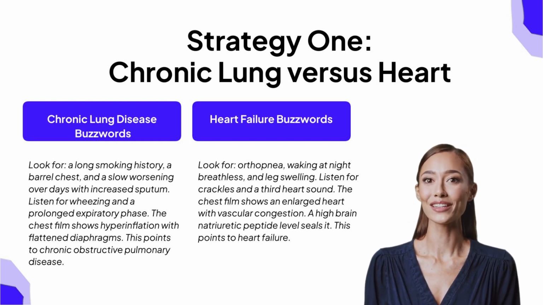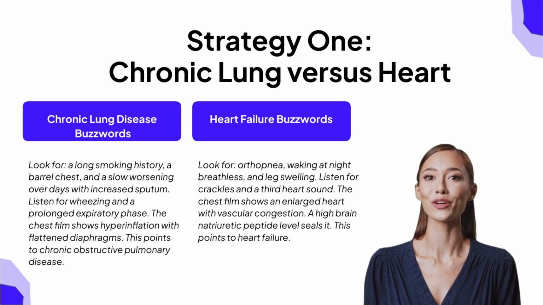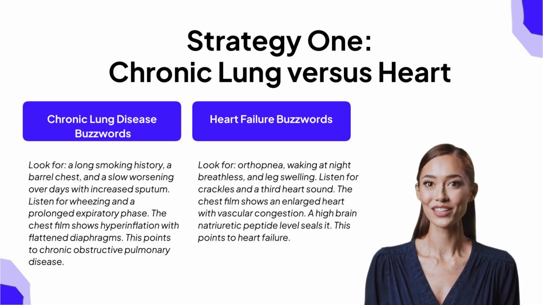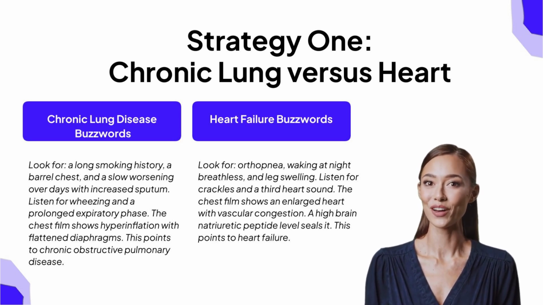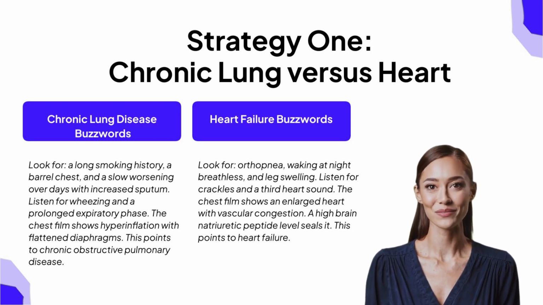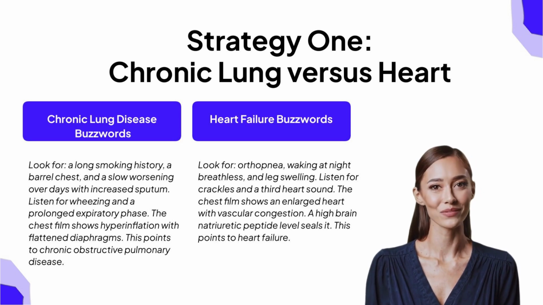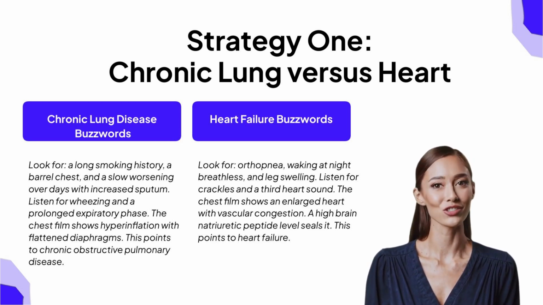When a question opens with a breathless patient, immediately ask yourself, does this stem point to the lungs or to the heart? For chronic obstructive pulmonary disease, look for a long smoking history, a barrel chest, slow worsening over days with more sputum, wheezing, a prolonged expiratory phase, and hyperinflation with flattened diaphragms on the chest film. For heart failure, look for breathlessness lying flat, waking at night gasping for air, leg swelling, crackles at the lung bases, a third heart sound, an enlarged heart with congestion on the film, and a high brain natriuretic peptide level. The boards love to plant one or two of these clues early in the stem, so train yourself to spot them in the first two sentences.